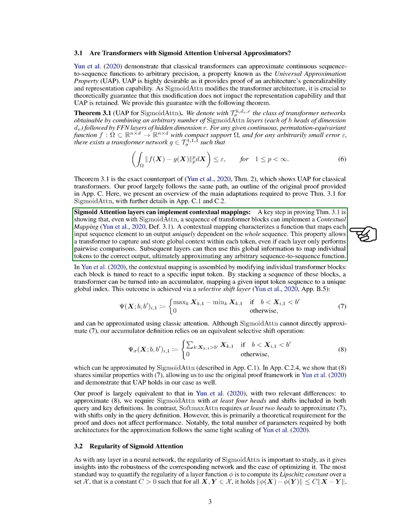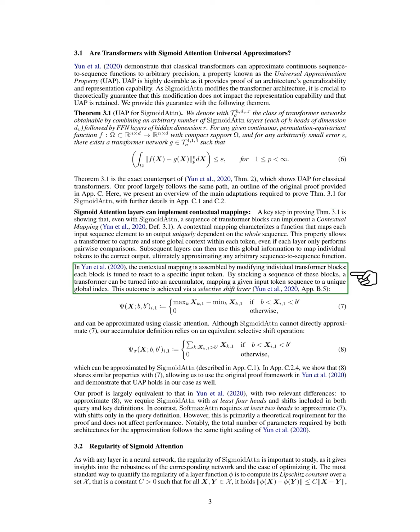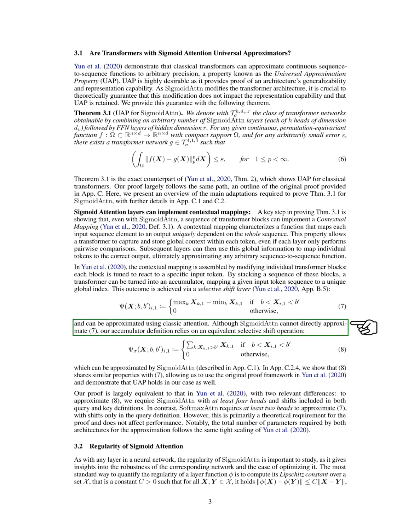Later layers can then utilize this global context to accurately map individual tokens to their corresponding outputs, effectively approximating any sequence-to-sequence function. We construct the contextual mapping by adjusting individual transformer blocks, with each block designed to respond to a specific input token. By stacking these blocks, we can transform a transformer into an accumulator that links a given sequence of input tokens to a unique global index. This is achieved through a selective shift layer and can be approximated using traditional attention mechanisms.